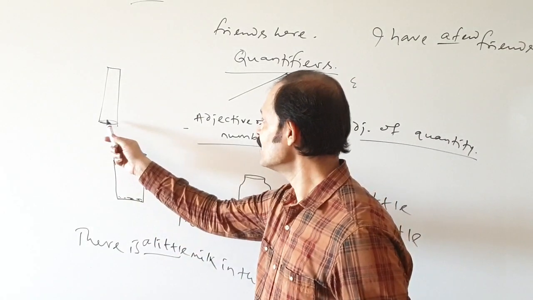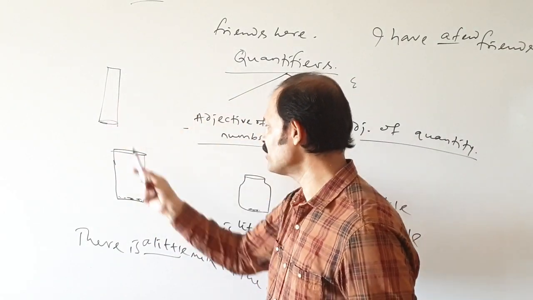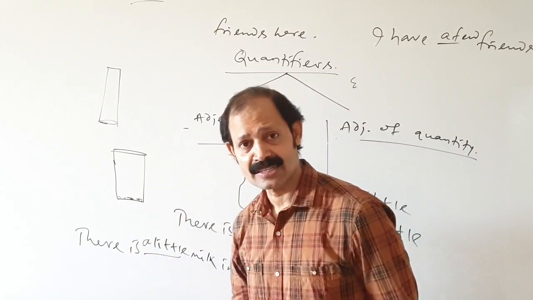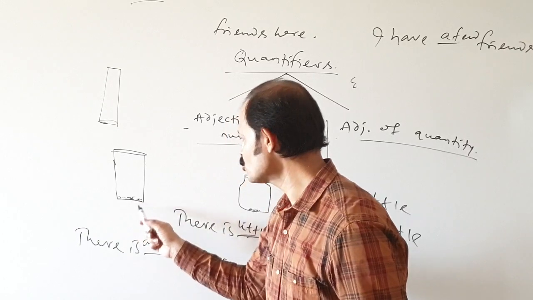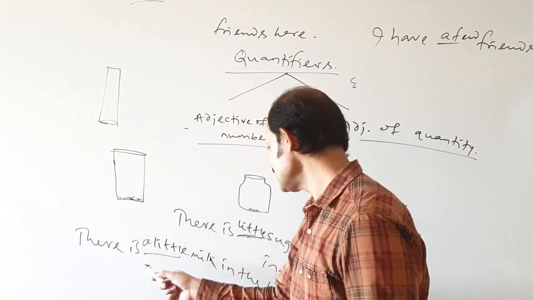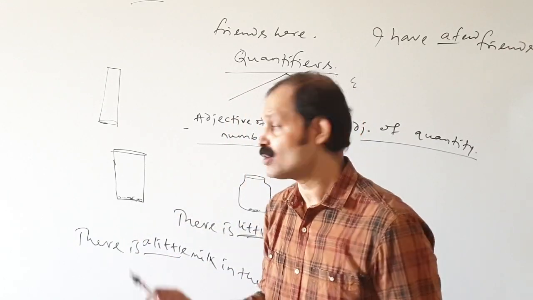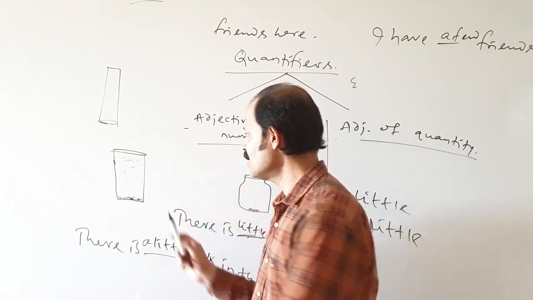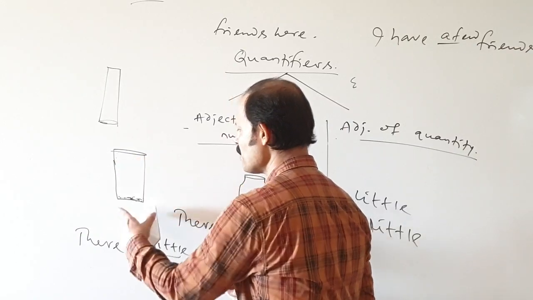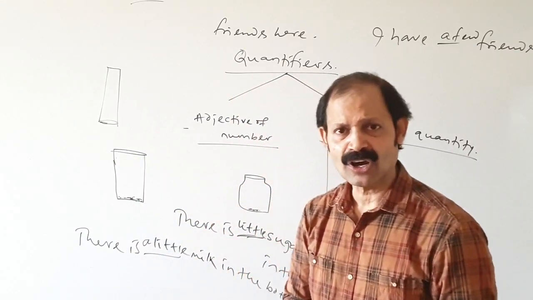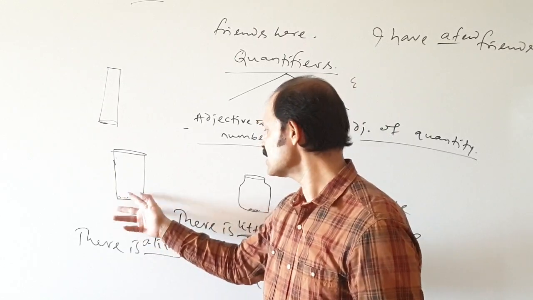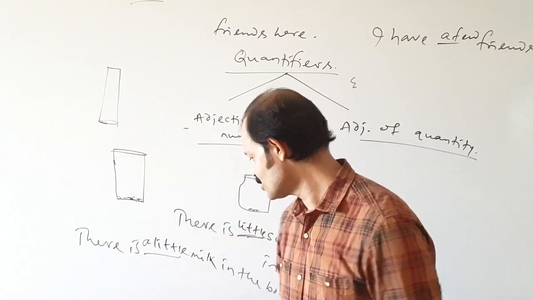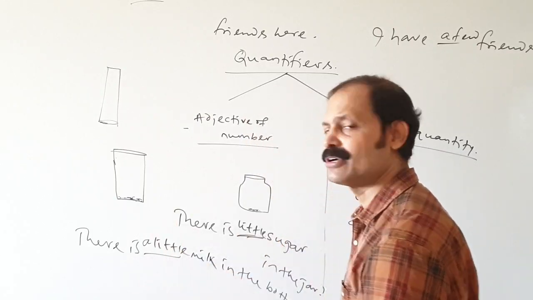When you have to put the glass upside down, your expectation is nothing should be there in the glass. But when you found such an amount, you should put it in a positive sense. So there is a little milk in the bottle. But when your intention is to drink the milk, your expectation was up to this at least. When you found this much, this amount is not meeting your expectation, so you should predict it in a negative way. So there is little milk in the bottle.